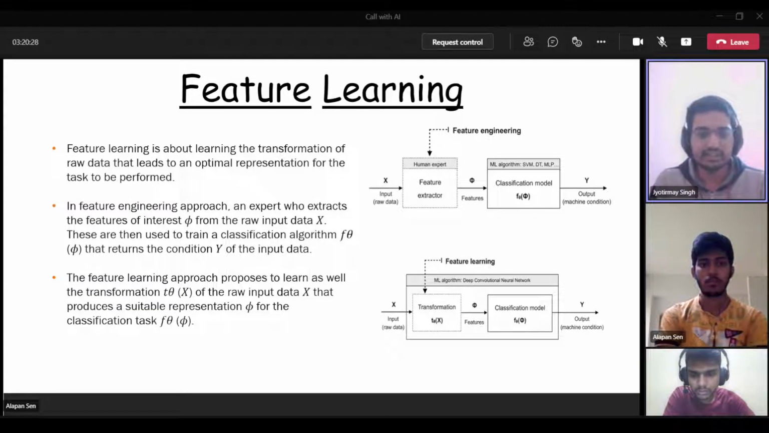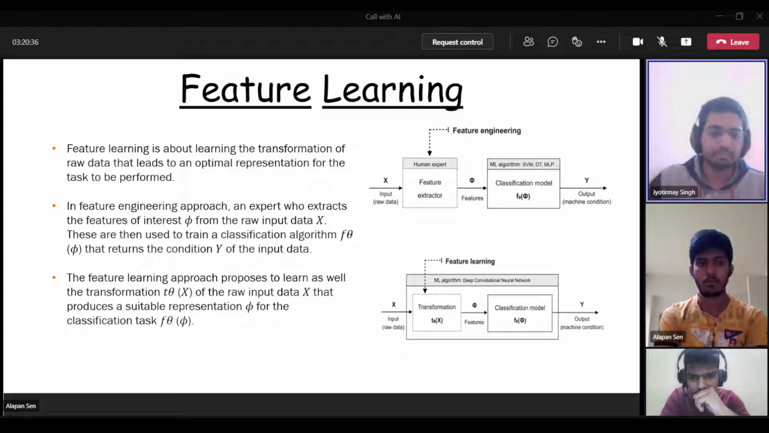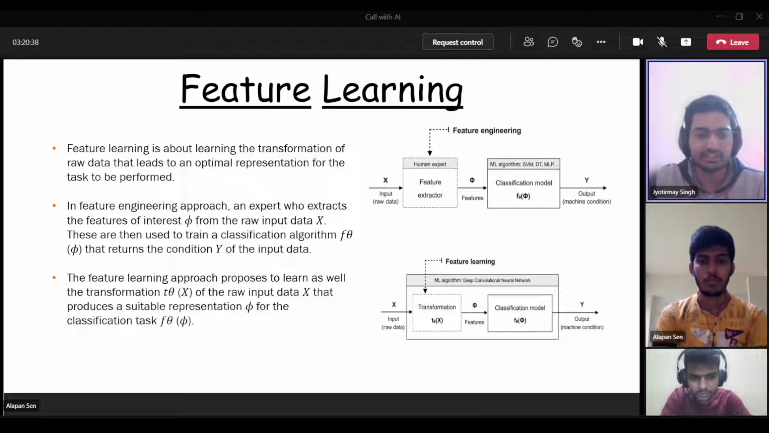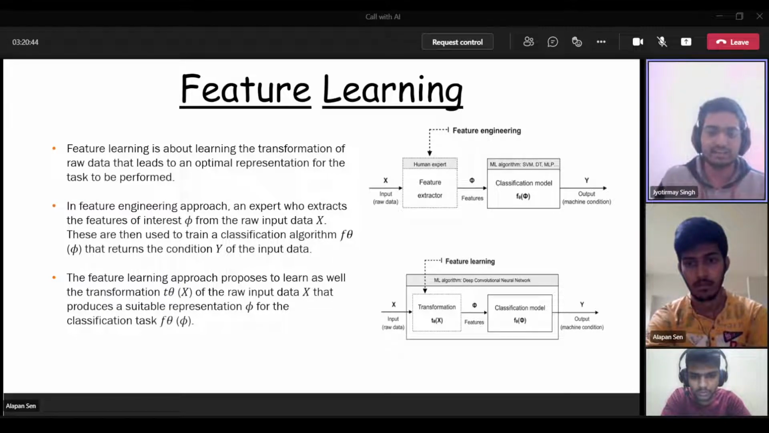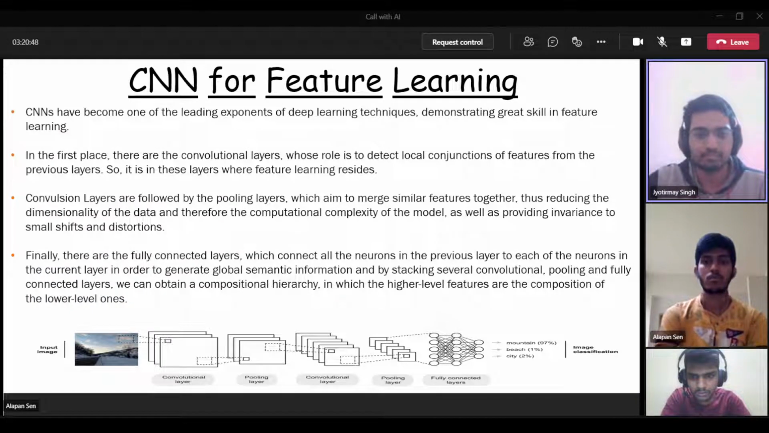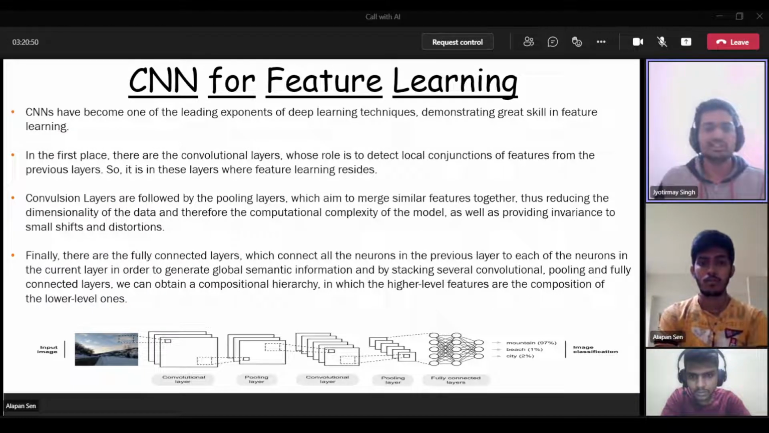The feature learning approach proposes to learn the transformation t theta, which depends on x, of the raw input data x, that produces a suitable representation phi for the classification task of f theta. You can see that in the second image on the right side. Next slide please. So now coming to CNN for feature learning.